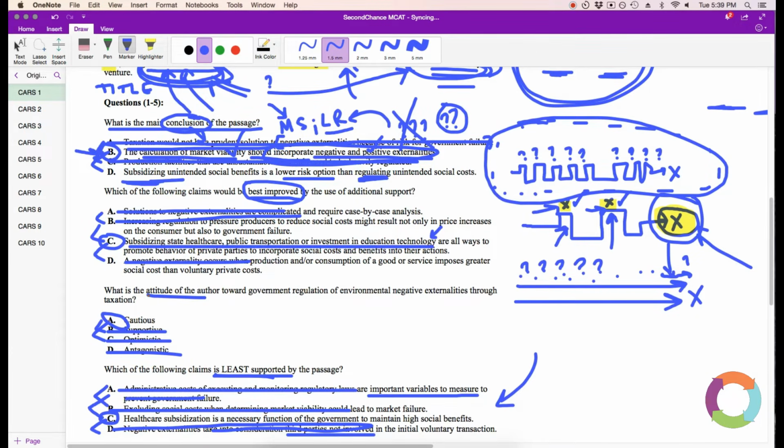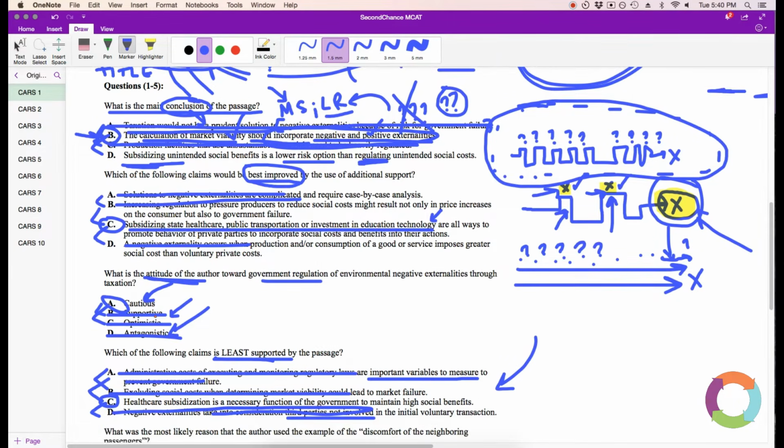With regards to number 3, these types of problems of attitude, again, usually with these economic social science types of passages, you're going to have more of a neutral tone. But just so that we're clear, if the problem was saying what's the attitude of the author towards utilization of external variables, well, then it would have been supportive, right? That's exactly the point. But in these situations, what's the tone toward government regulation? It's not the point of the passage, and so therefore it's not supporting, it's not antagonizing. It's going to be more neutral and sort of saying, hey, these are the pros and cons, so more cautious.